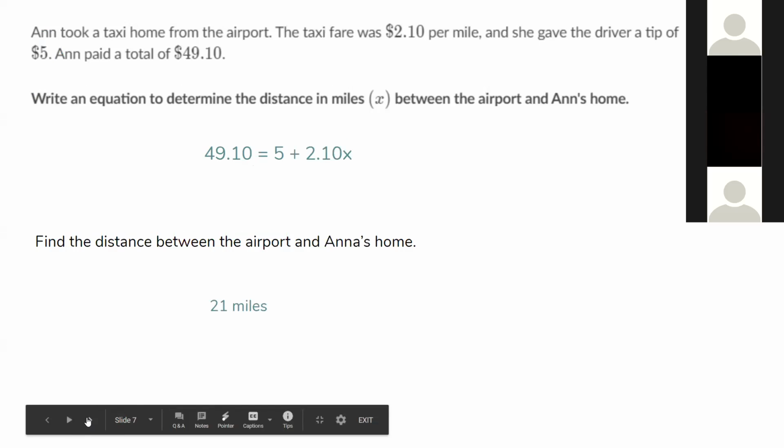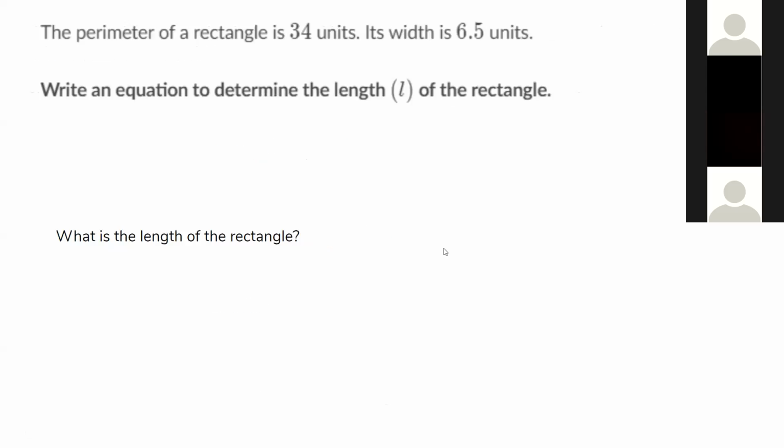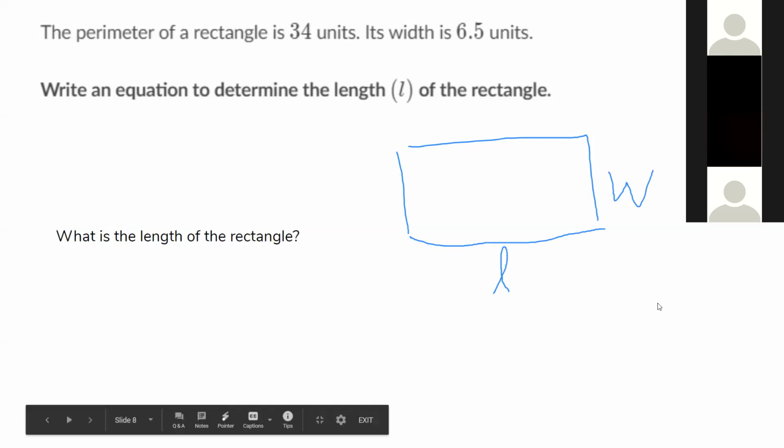Okay. Cool. So this is our next word problem. The perimeter of a rectangle is 34 units. Its width is 6.5 units. Write an equation to determine the length L of the rectangle. And then after we write the equation, we should be able to use it to find the length of the rectangle. So this problem is probably super helpful to draw it out. So I'm just going to draw a rectangle for you guys to visualize. And then take a couple minutes to figure this one out.